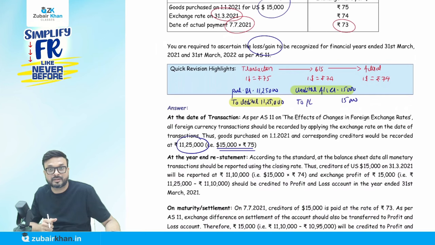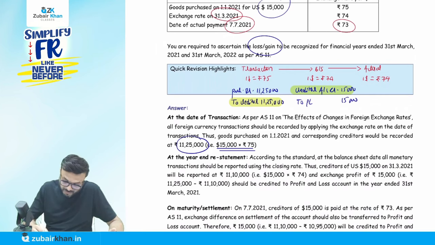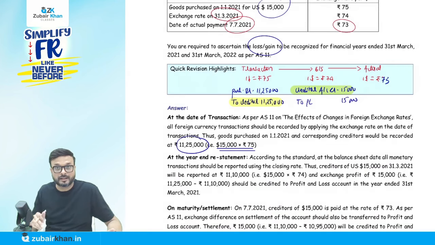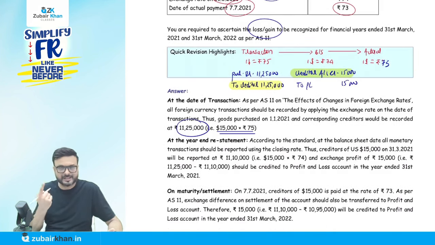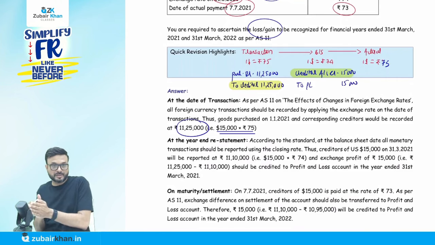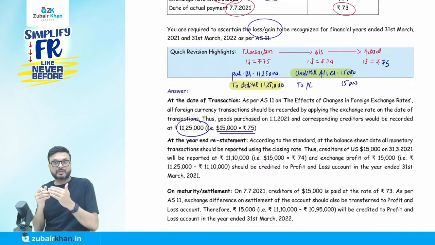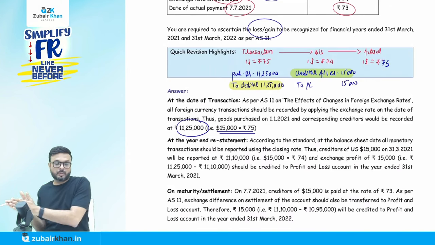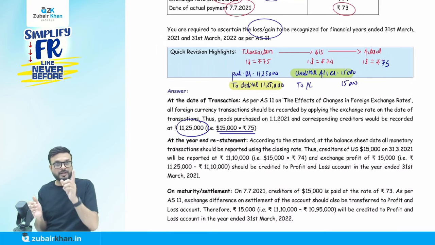When I come to the actual date, the date I have made the payment, the exchange rate was 73. Now this is an exchange gain. So what will I do here? I can pass a single entry. The creditor is appearing at 74 that year, so the creditor account will be debited 15,000 multiplied by 74. To P&L account, because I am to pay at the rate 73, the gain of 1 rupee: 15,000 multiplied by 1. And to cash or bank account will be credited 15,000 multiplied by 73. You got the point?